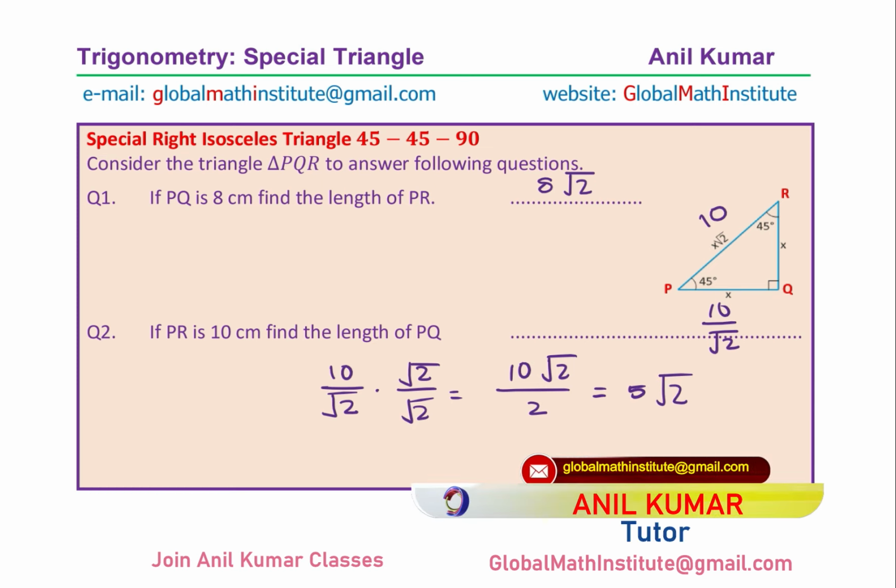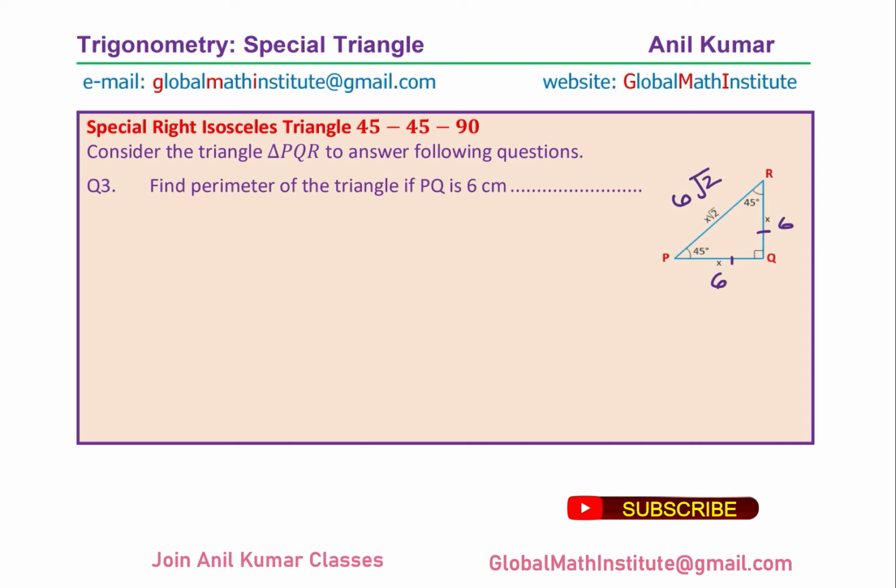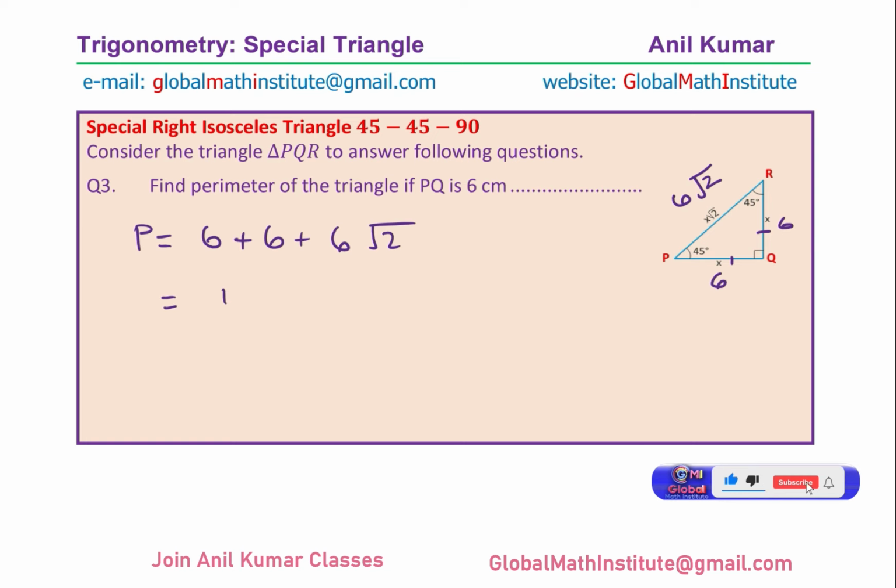Perfect. Let's move on and take up question number 3. Now, we need to find the perimeter of the triangle if PQ is 6 centimeters. Well, we are given one side as 6 and we know these sides are equal, so the other side will also be 6. And for this special triangle, the hypotenuse will be square root 2 times 6, and therefore the perimeter will be equal to 6 plus 6 plus 6 square root 2, which is 12 plus 6 square root 2 units, which is centimeters. Makes sense. So that is how we are going to answer these questions. See how simple it becomes.